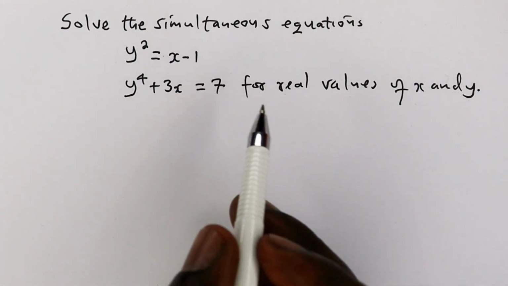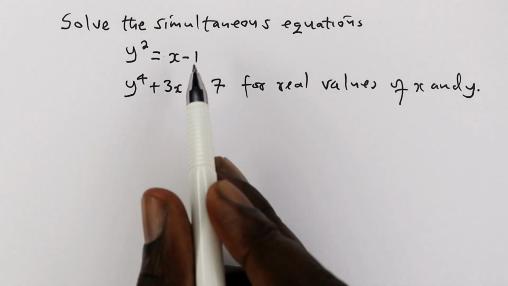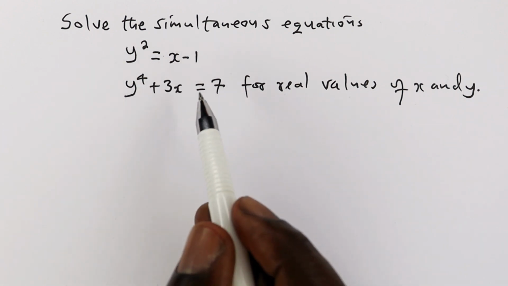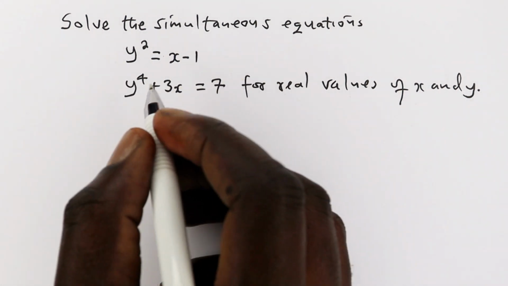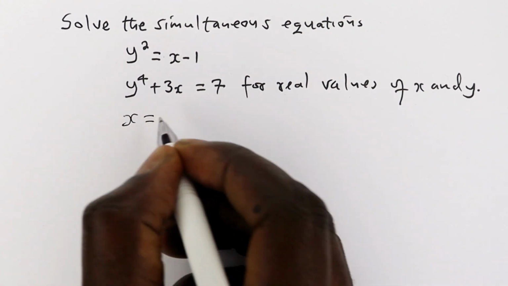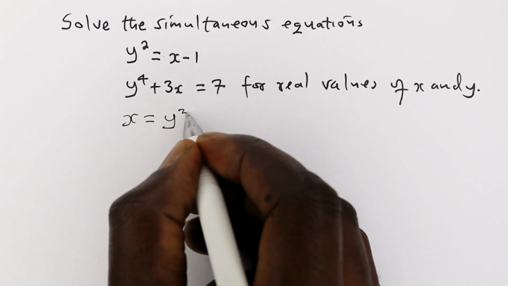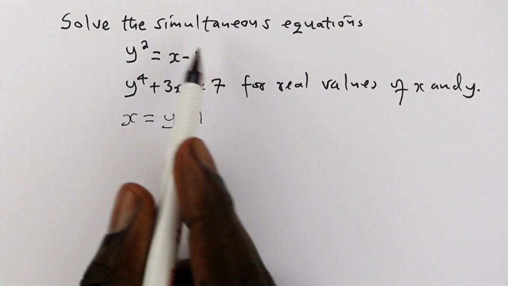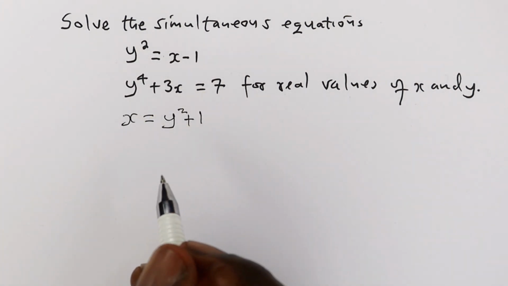So the first thing is just to write each of these equations in terms of x or y. So let us start with x. From the first equation, x is going to be equal to y squared plus 1. That is if you make x the subject of the formula there.